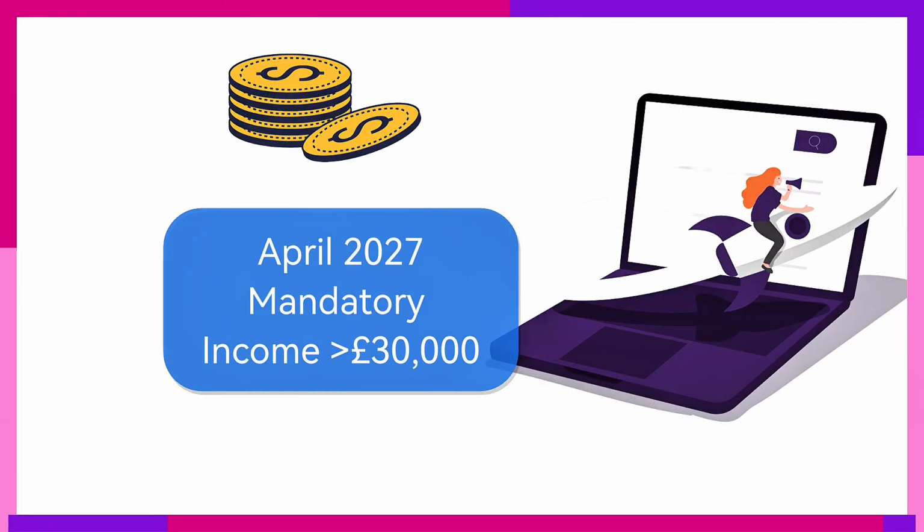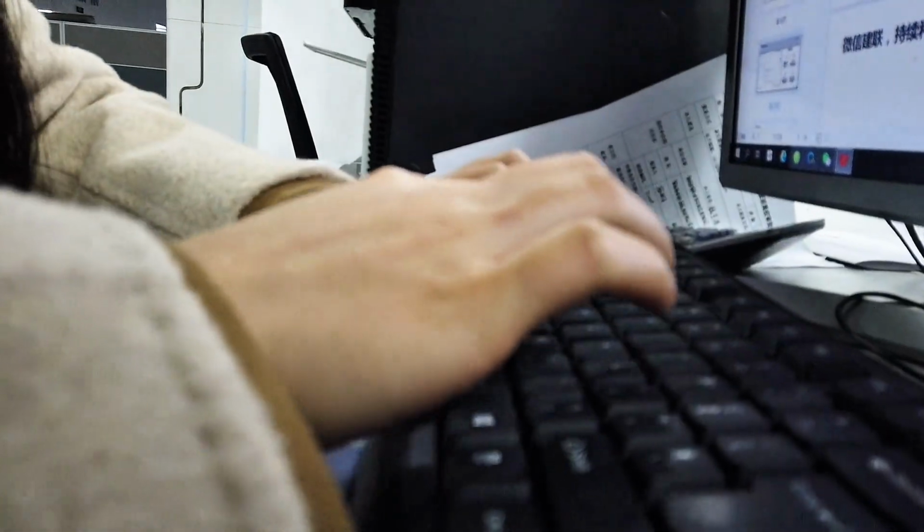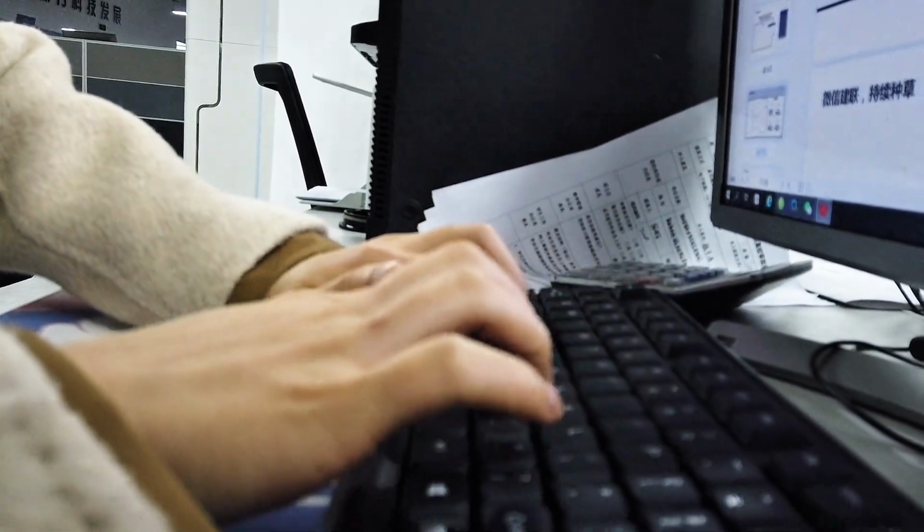April 6, 2027, income over £30,000. One year later, from April 2027, MTD for income tax will also become mandatory for those with annual business and property income above £30,000. So if your earnings are in the £30,000 to £50,000 range, you have an extra year to prepare, but you will need to comply by the 2027 tax year.